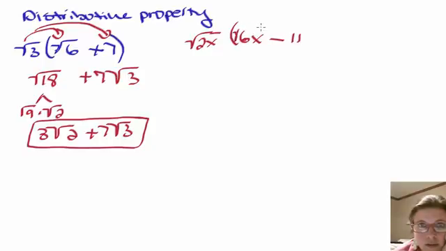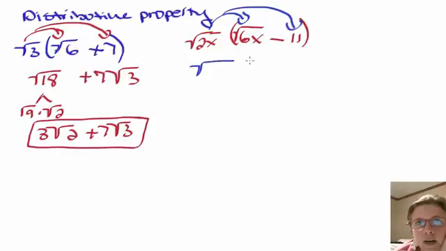Oops, this is the square root of 6x. So the square root of 2x times the square root of 6x times negative 11. Okay, so we take this and we multiply by both, the distributive property. So this becomes the square root, 6 times 2 is 12x squared, minus 11 times the square root of 2x, because you cannot put those together. You do not make that 22.